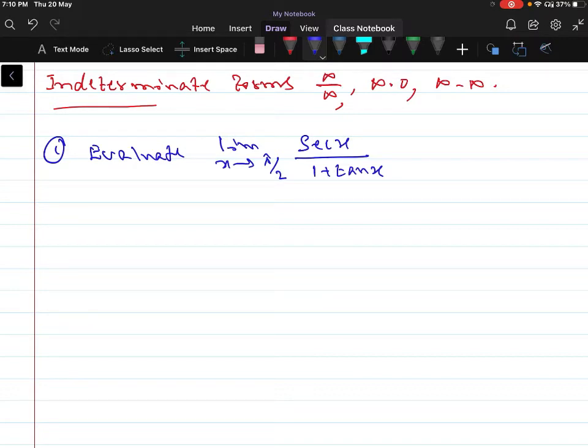When x equals pi by 2, that is sec pi by 2 by 1 plus tan pi by 2. So sec pi by 2 is infinity, and 1 plus tan pi by 2, where tan pi by 2 is infinity, plus 1 is infinity. So this is infinity by infinity form. In the case of infinity by infinity form also we can apply the L'Hospital rule. So now let us apply the L'Hospital rule.